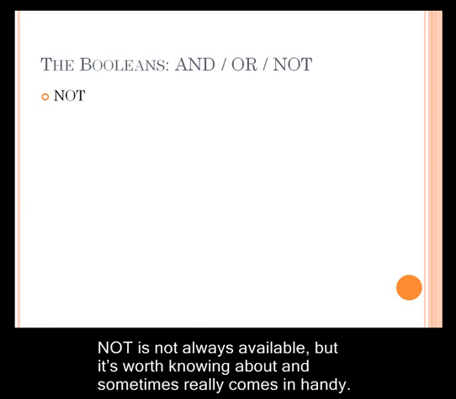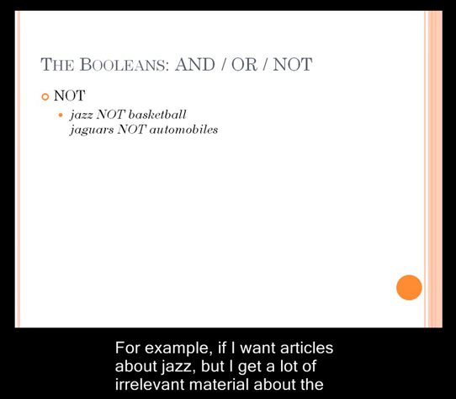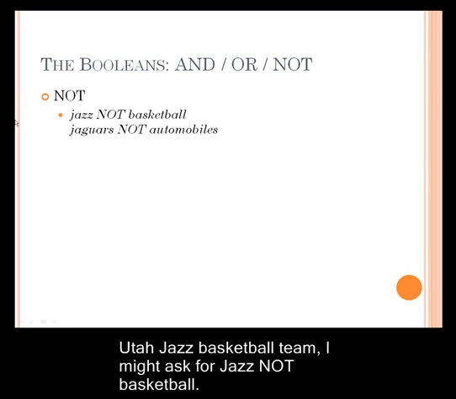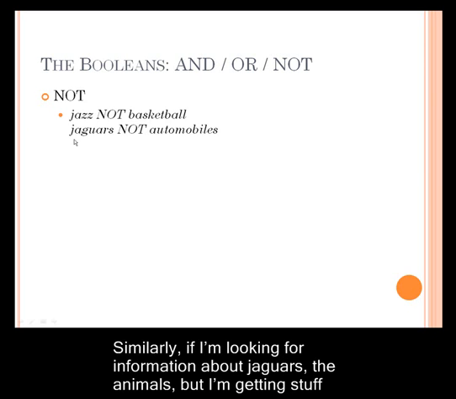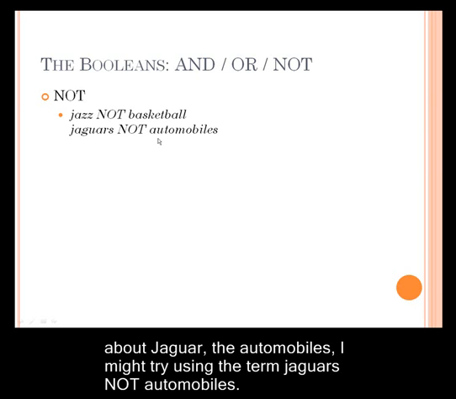Not is not always available, but it's worth knowing about and sometimes really comes in handy. For example, if I want articles about jazz, but I get a lot of irrelevant material about the Utah Jazz basketball team, I might ask for jazz not basketball. Similarly, if I'm looking for information about Jaguars the animals, but I'm getting stuff about Jaguar the automobiles, I might try using the term Jaguars not automobiles.